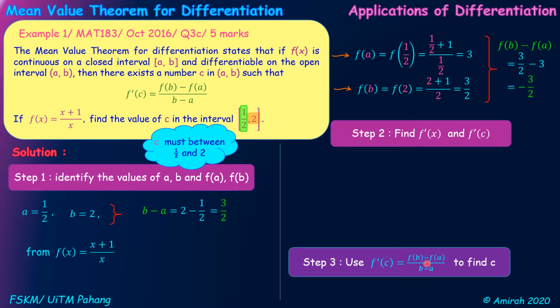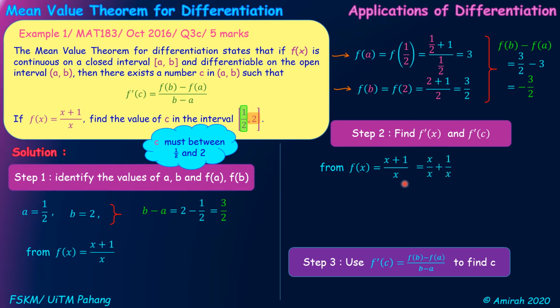Or the value of the right hand side. Then we can find f prime c. As I said before, to find f prime c, we need to find f prime x first. To find f prime x, we need to differentiate f(x).